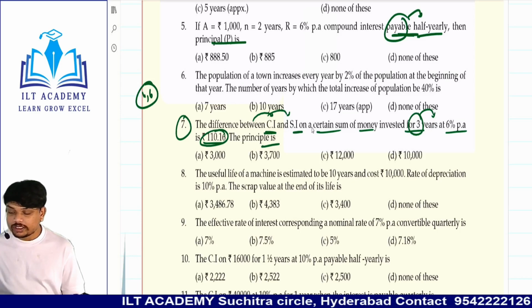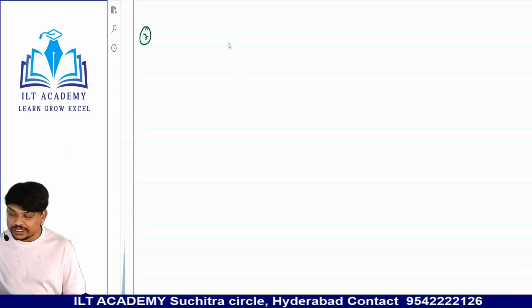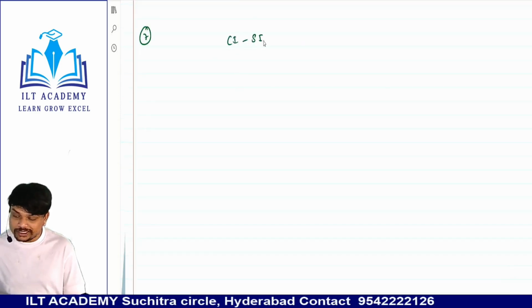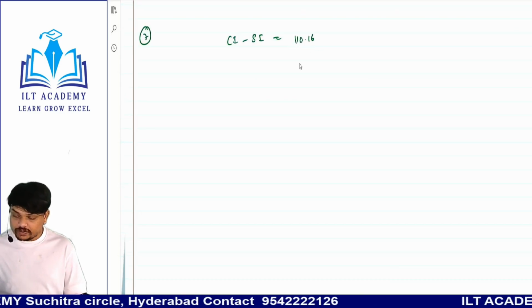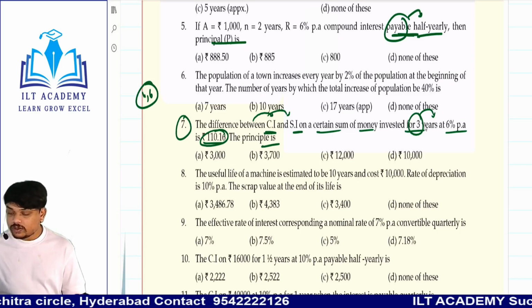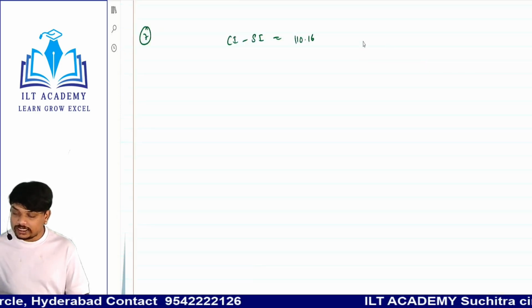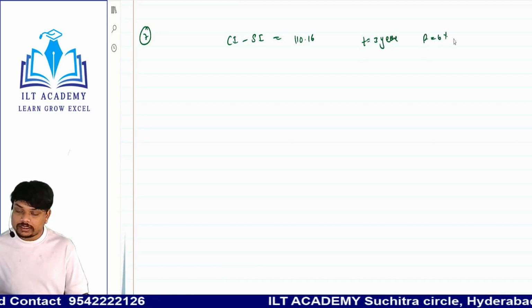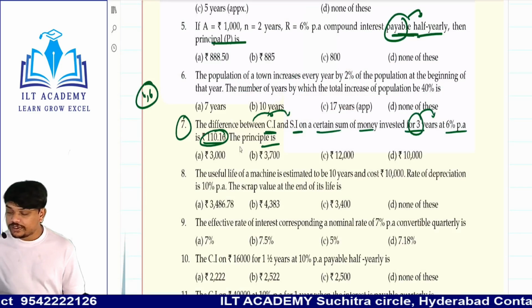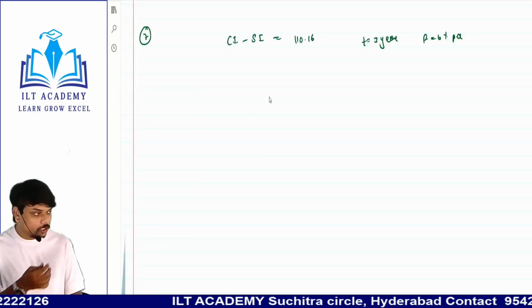The difference between compound interest and simple interest is 110.16. Now how to do that? Time is given as 3 years. The rate is given as 6% per annum. Now we need to find what? Principal. So how to find that?